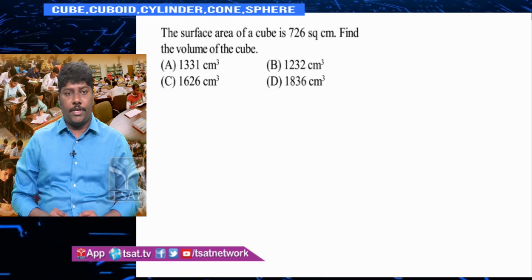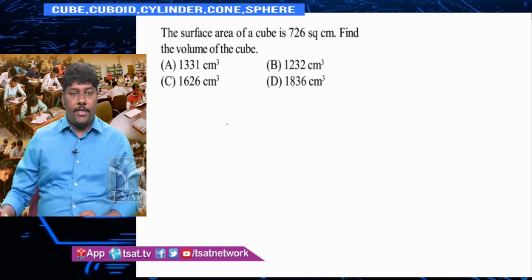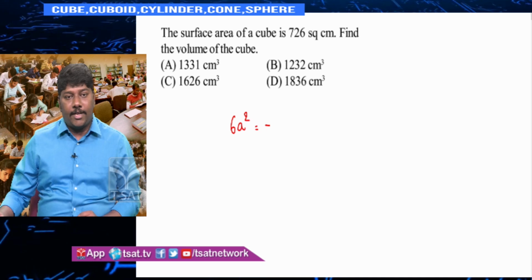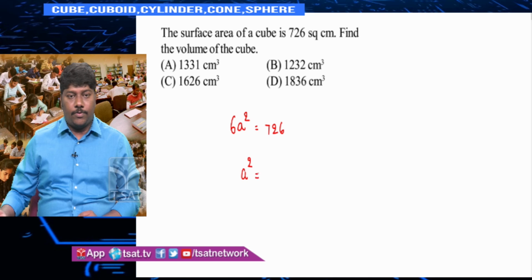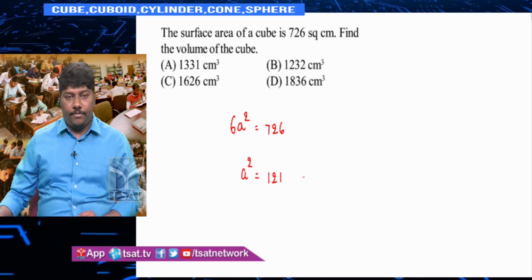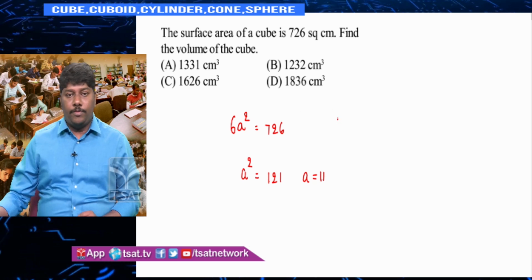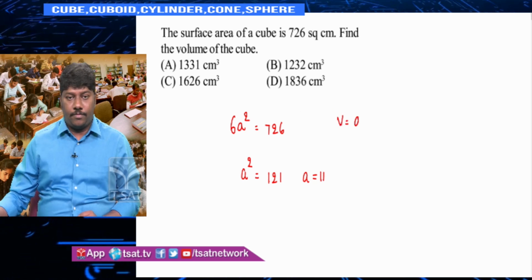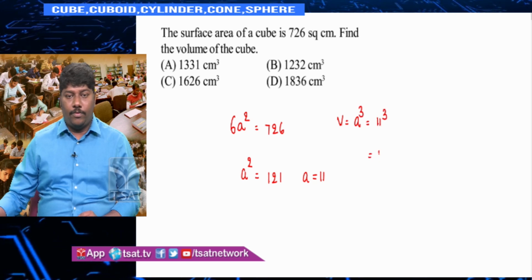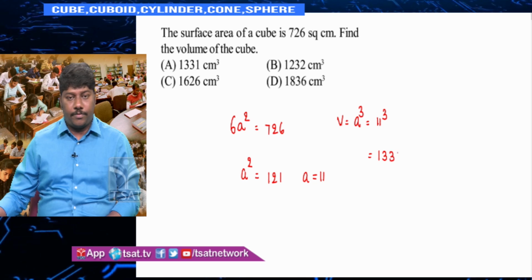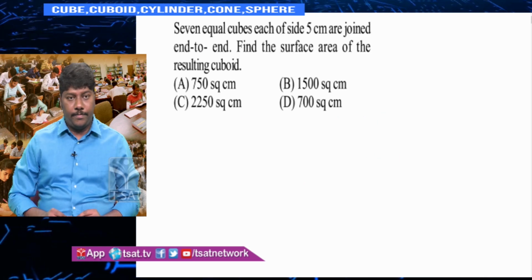He did not mention which surface area, whether it is lateral or total. So we'll take the total surface area of the cube, that is 6a square is 726. a square, if you cancel it by 6, it is 121. a is equal to 11. Volume of the cube is a cube, which is 11 cube, 1331. So the answer is 1331.